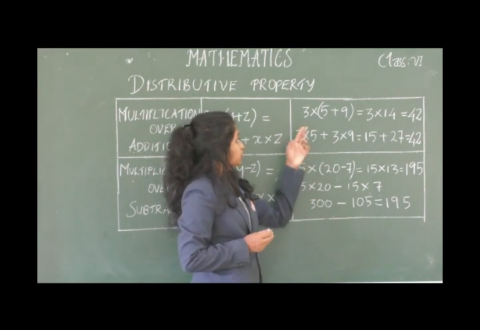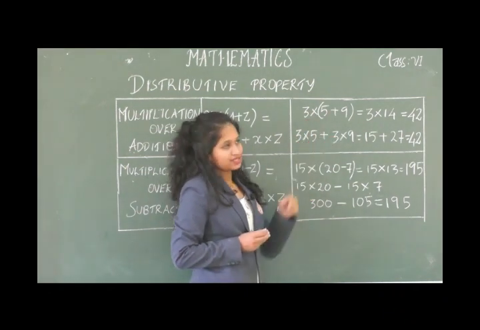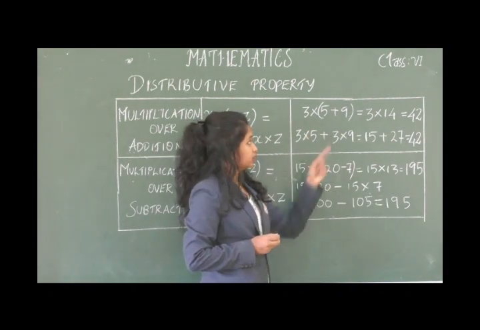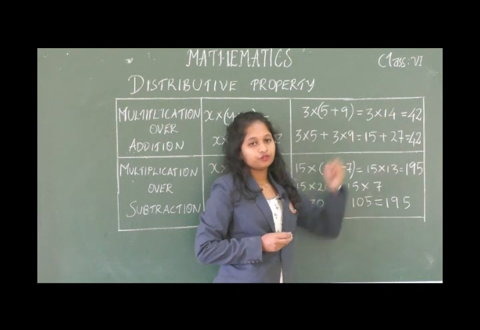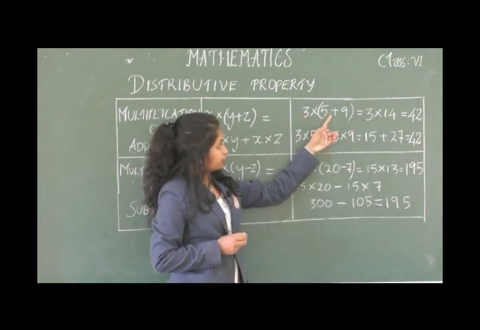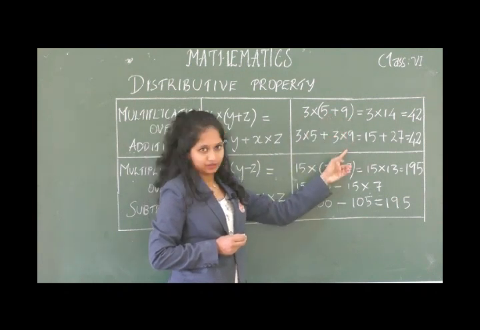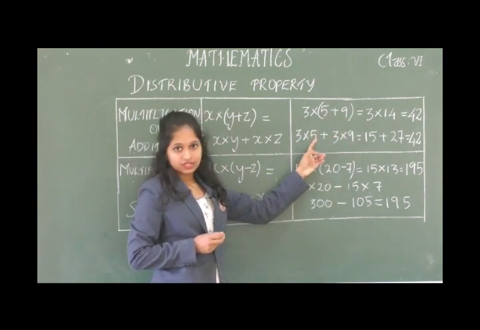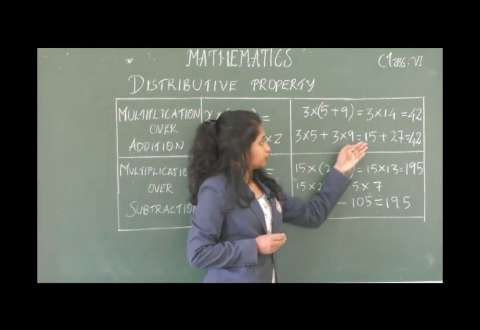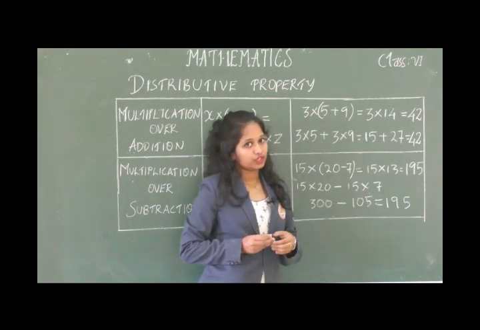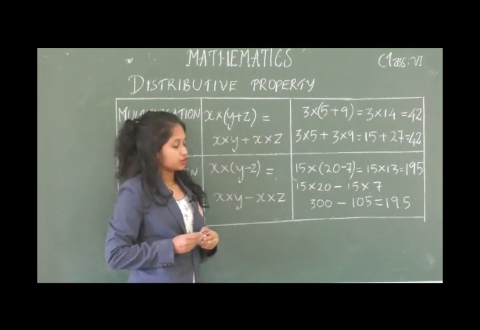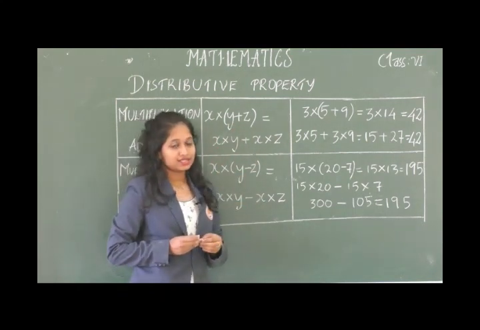Let's see an example. 3 into 5 plus 9. 5 plus 9 is 14. 3 into 14 is 42. Next, 3 into 5 plus 3 into 9. 3 into 5 is 15 plus 3 into 9 is 27. 15 plus 27 is 42. Therefore, x into y plus z is equal to x into y plus x into z.